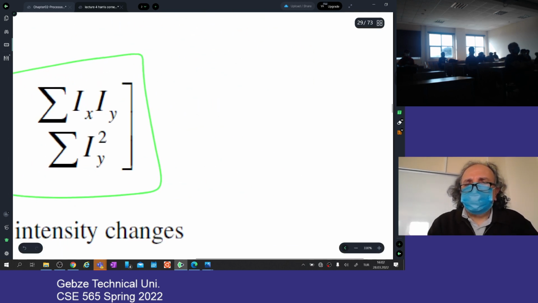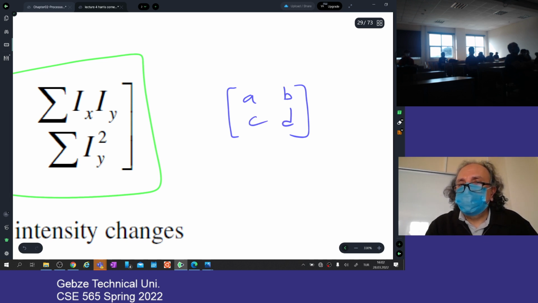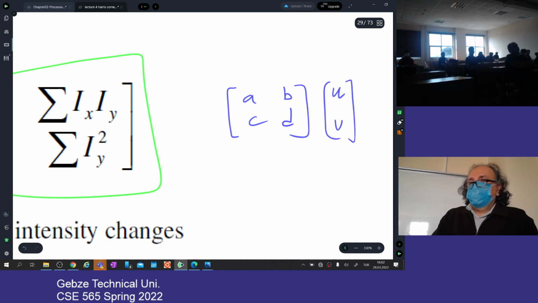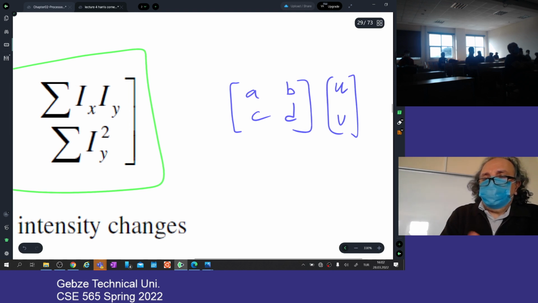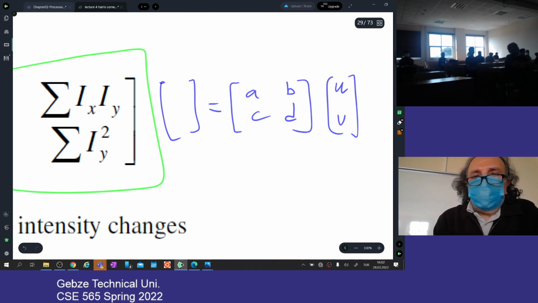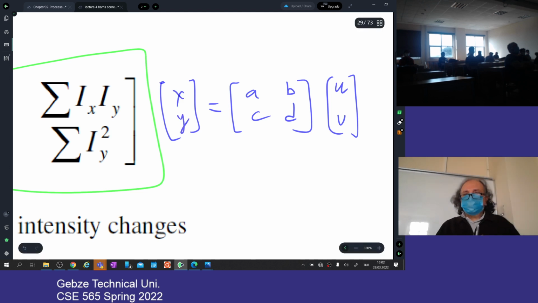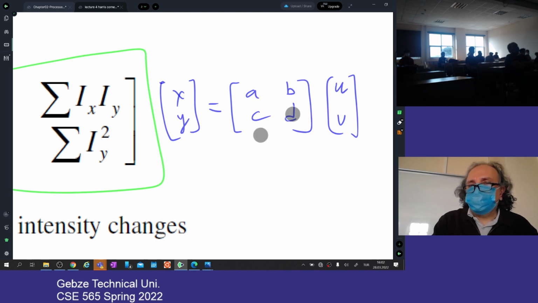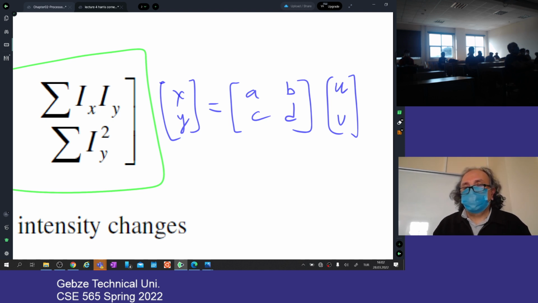Let's look at this one. I am going to use my blue color. Let's say I have 4 values, A, B, C, D. Let's say this is U and V. A 2-dimensional vector, a 2 by 2 matrix. If I multiply this, it's going to give me another one, let's say X and Y. So we are kind of doing a transformation. Remember the transformations? A 2 by 2 transformation does the rotation, for example. It does the scaling, we can do whatever we want.